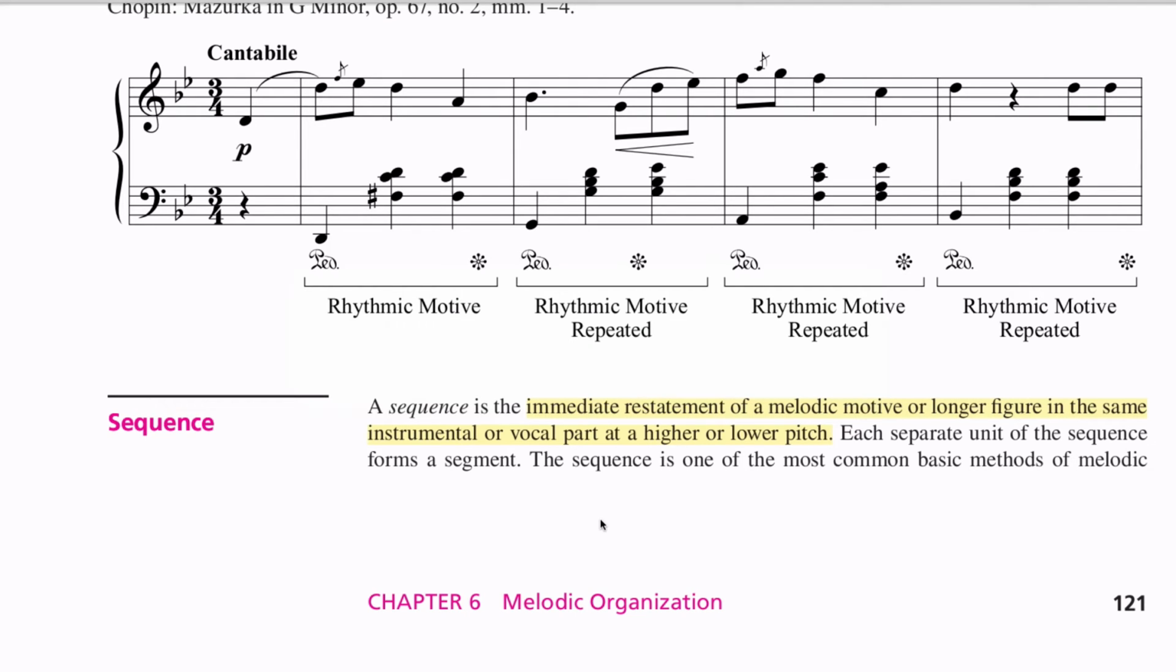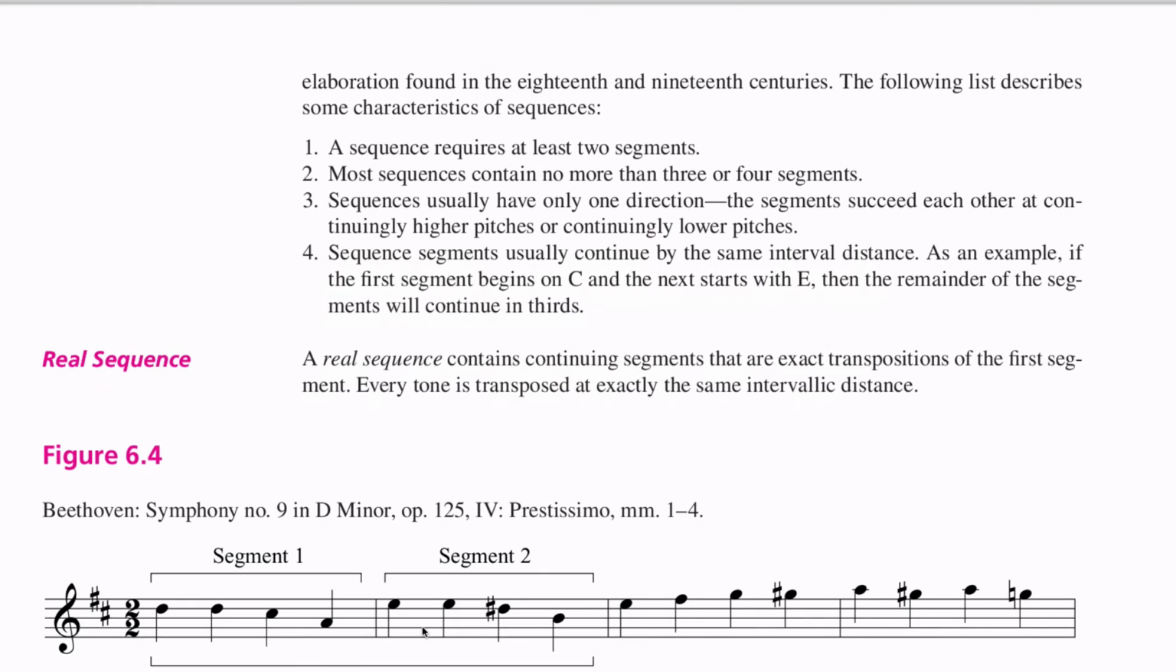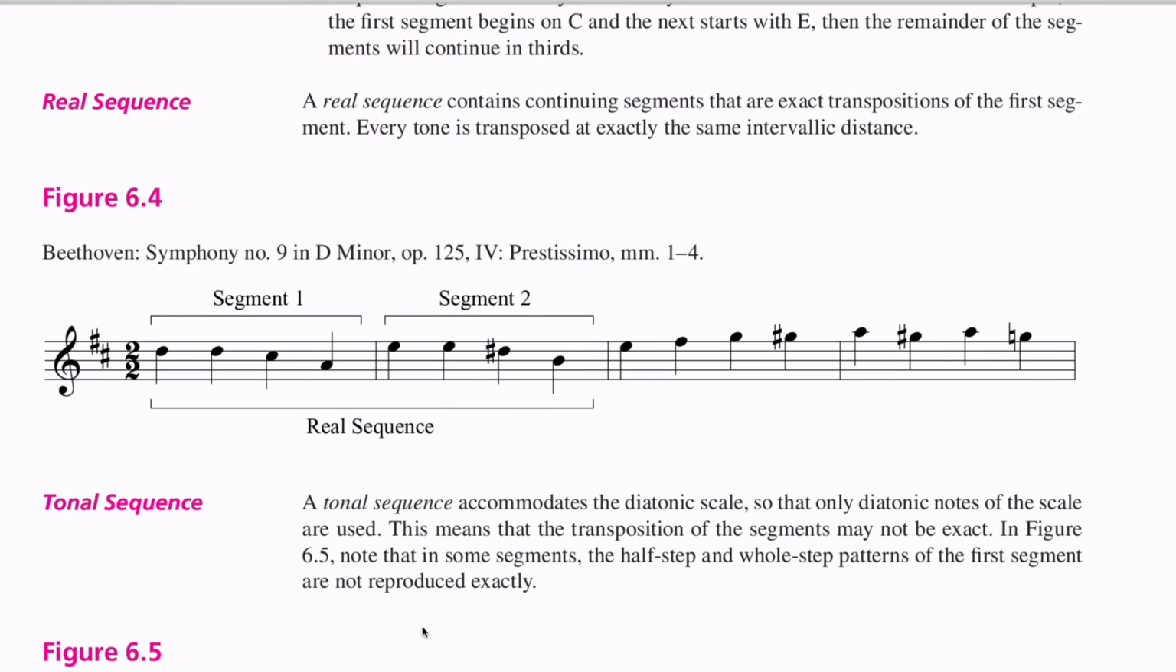It's some idea that you immediately repeat, but instead of having it at the same note starting, you transpose it up or down. And that amount that you transpose it is called the interval of transposition. So you have to have the original idea, and then each of the additional repetitions is called an additional segment. So let's look at some examples of that.